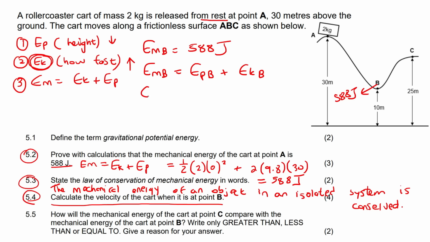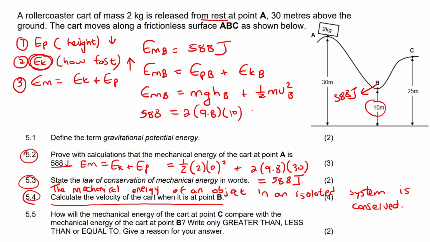So we can go fill in the formulas now. We know that this one is mgh, and this one is half mv squared. Those formulas are given to you on your formula sheet. And so what we can fill in here is 588, because we know that that's what the mechanical energy is. We know the mass of the object is 2. We know gravity is 9.8. We have the height over there as 10. We know the mass of the object once again is 2. We don't know the velocity. That's what we're trying to calculate, like that.